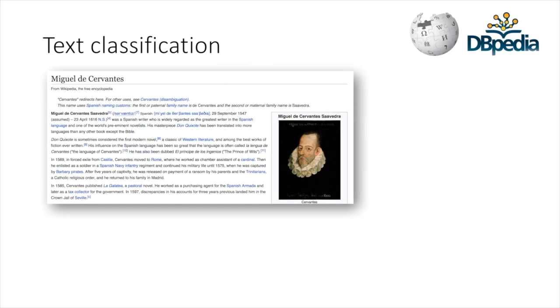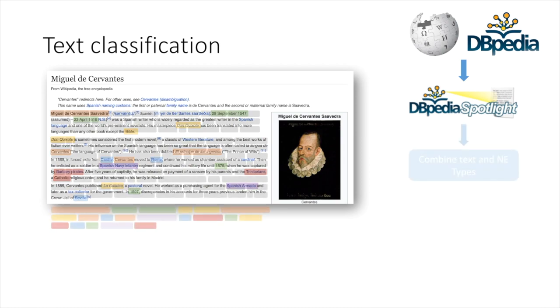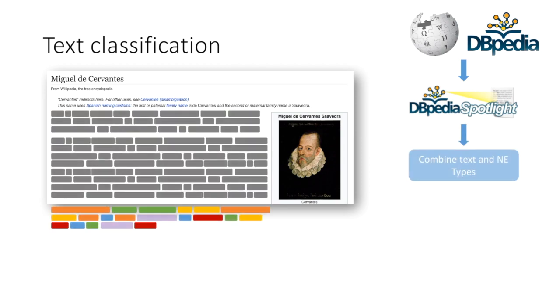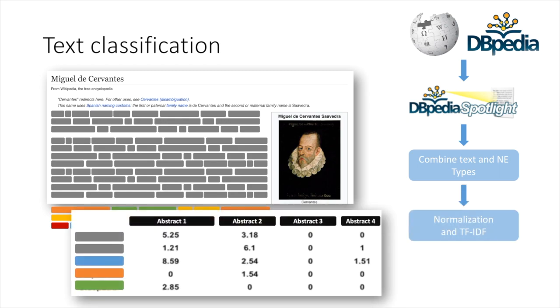The process consists of a text classification task in which we start by getting the text from a DBpedia entry or Wikipedia entry and get all the named entities that are available on it. We combine those named entity types with the words available on the text and we transform them into a vector space using a TF-IDF process.